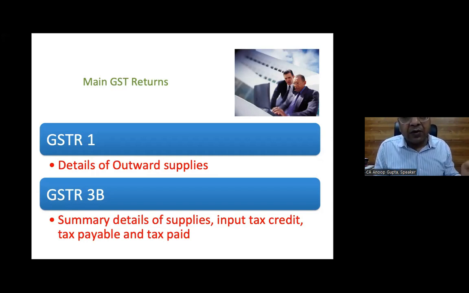At the time of filing of the GSTR1 return, I don't have to pay any tax. I am just giving the details of my outward supplies. But in case of GSTR3B returns, I am giving each and every detail of my transactions during a particular tax period, and I have to disclose my output supplies, my input supplies, my output tax, my input tax, and the resultant tax which I have to pay, and I have to pay this tax through this return only.